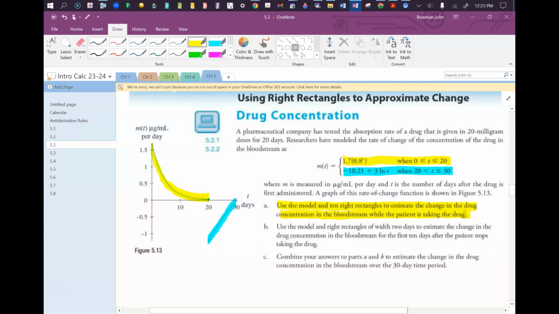Okay, so two things there. 10 rectangles, and they want us to use the right-hand side of the rectangle. And they want us to do it while they're taking the drug, so from 0 to 20 days. So to make this easier, we're going to jump over to Desmos here, and we're going to have Desmos help us by illustrating these rectangles and finding these areas for us.